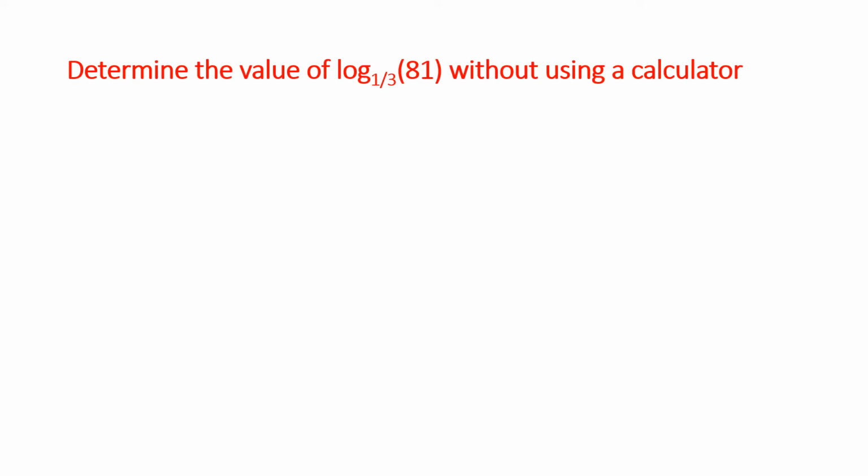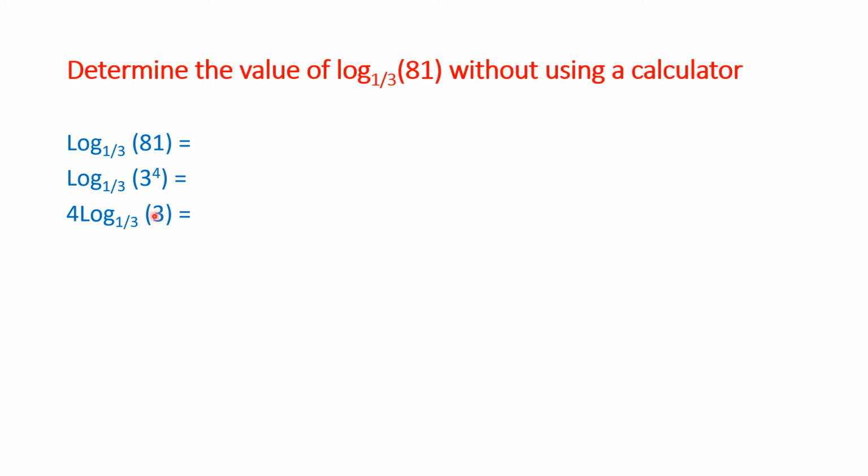For the next question, we have to determine the value of log to the base 1/3 of the number 81 without using a calculator. So we'll proceed as follows. Log to the base 1/3 of 81 equals, we rewrite 81 as 3 to the power 4, and then we can just take the 4 to the left of log, so it will be 4 log to the base 1/3 of the number 3.